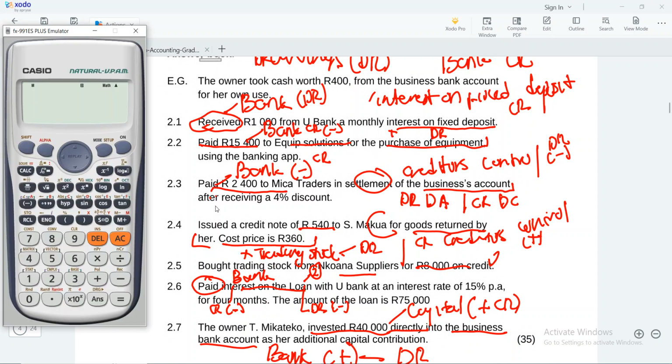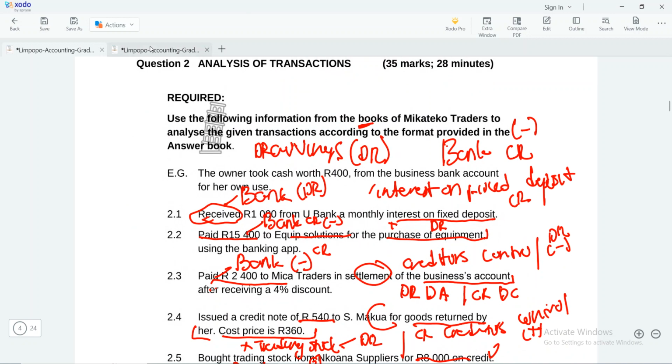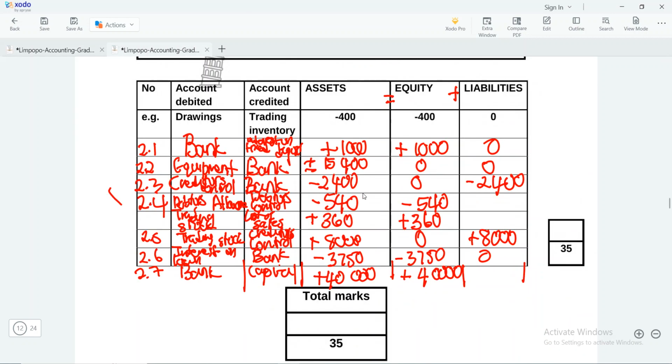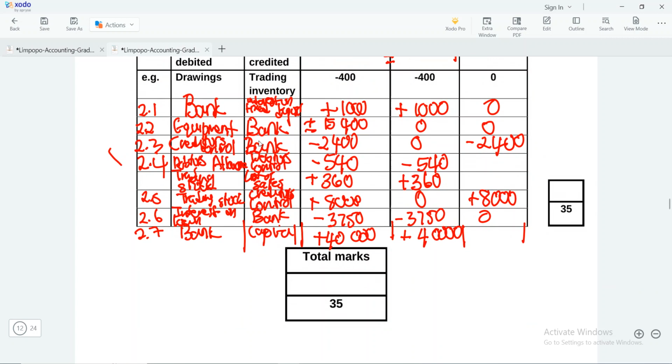Now remember, on this one we did not show the discount. I think the answer sheet is incomplete, but for this one, 2.3, let me see if I can go up. For 2.3, unfortunately I don't have space to show the other effects. But what you will normally do after having written this, remember you wrote this, right? The other accounts that will be affected for 2.3, remember your account debited.